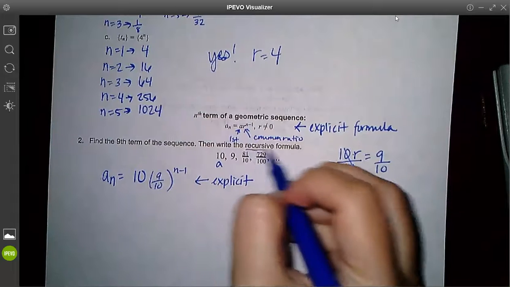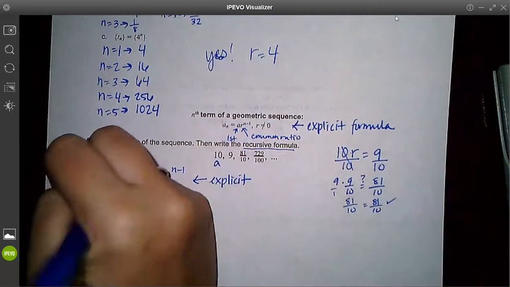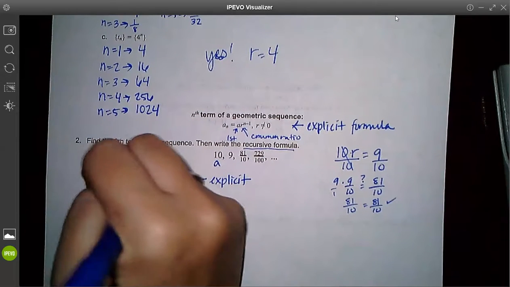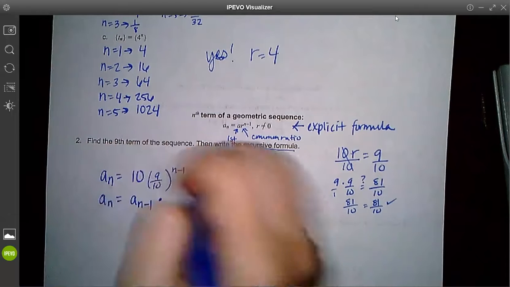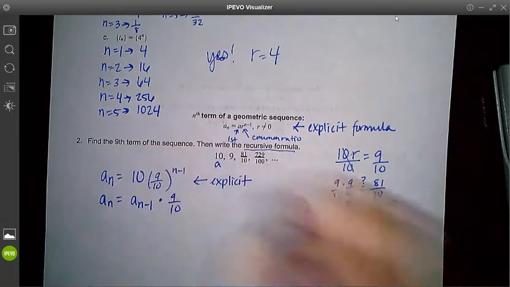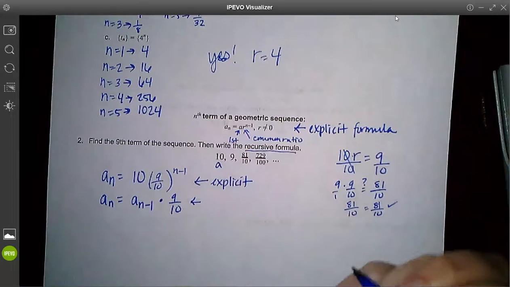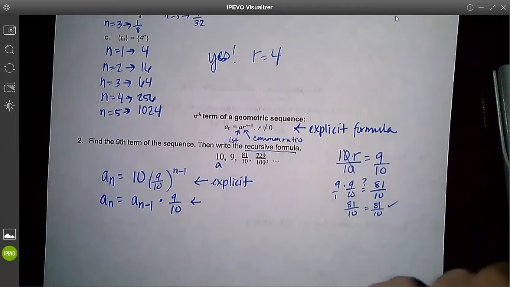It asks you to write the recursive formula. So recursive is A sub n equals A sub n minus 1 times 9/10. So I'm multiplying each term by 9/10 to get the next term.